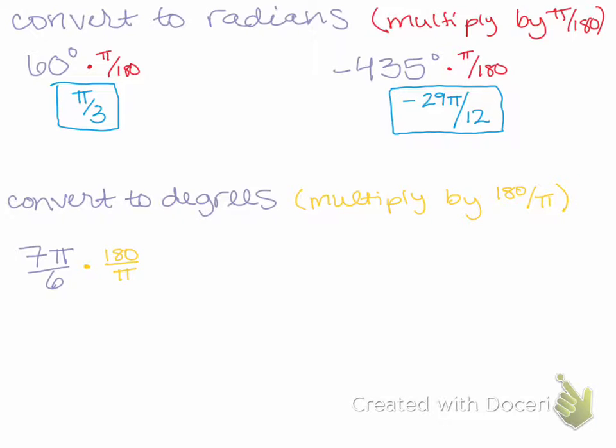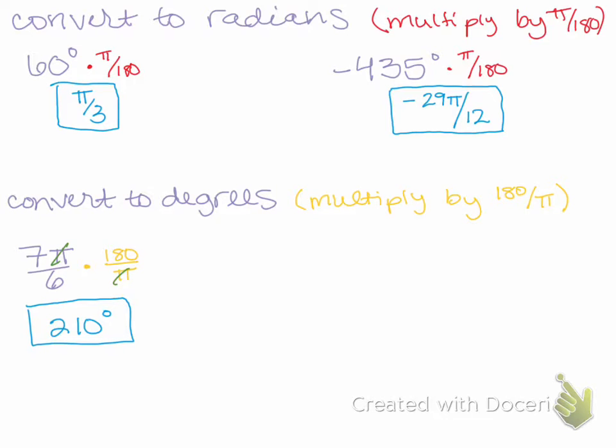What do you notice? If you notice, both numbers have a pi. This one has a pi in the numerator. This one has a pi in the denominator. So what happens to my pi's? That's right. They cancel out. So I'm left with 7 over 6 times 180, and that's what I put in my calculator. 7 over 6 times 180. You hit enter, you should get 210 degrees.